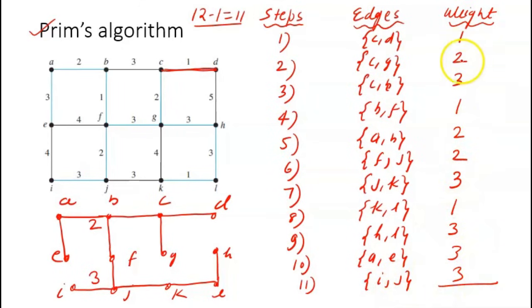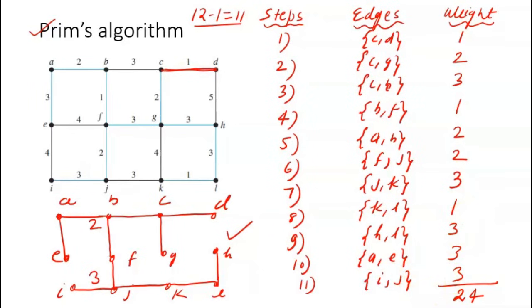So what is the sum of weights of its edges? If you add it, 1 plus 2 is 3, plus 3 is 6, plus 1 is 7, plus 2 is 9, 9 plus 2 is 11, plus 3 is 14, 14 plus 1 is 15, and 15 plus 9 is 24. So what we have got is 24. So what is the minimum weight spanning tree using Prim's algorithm? This is the spanning tree, and the weight of this spanning tree is equal to 24, right?